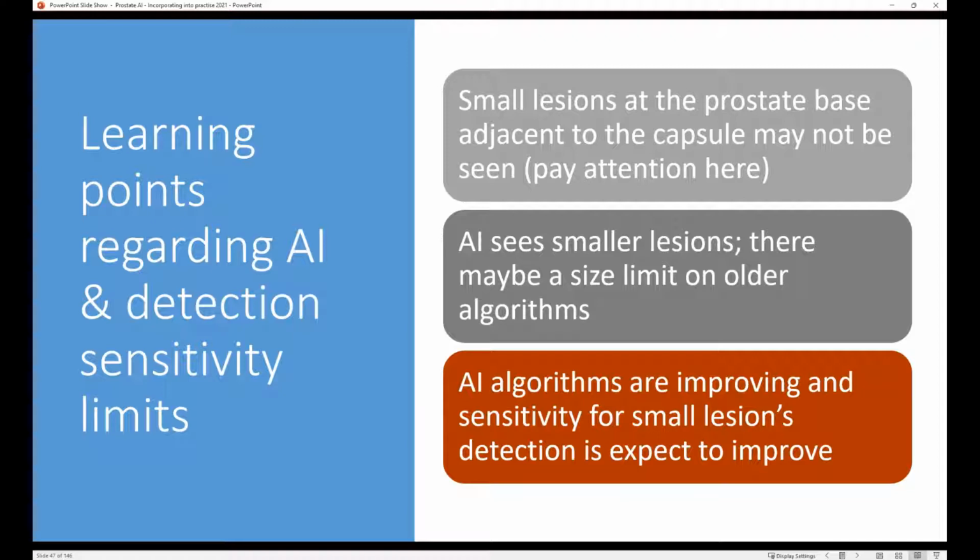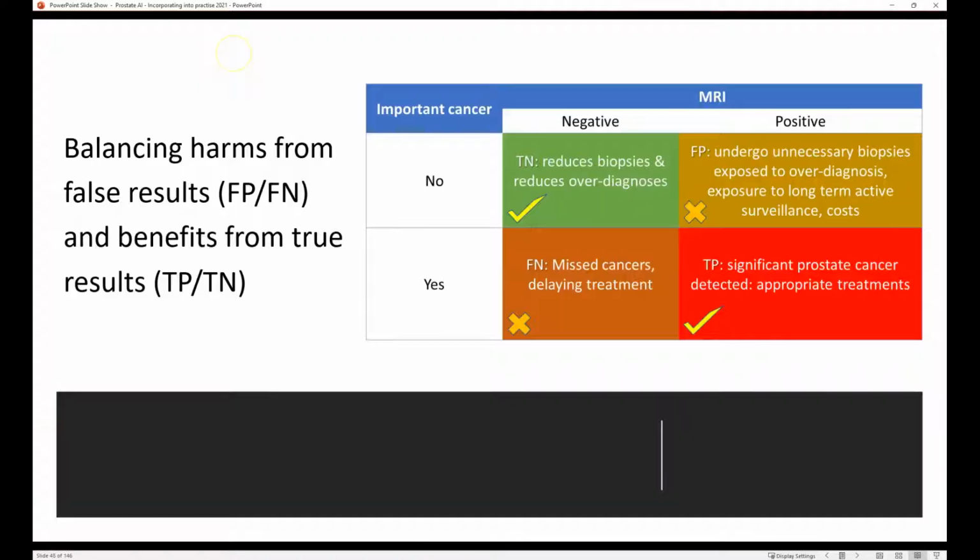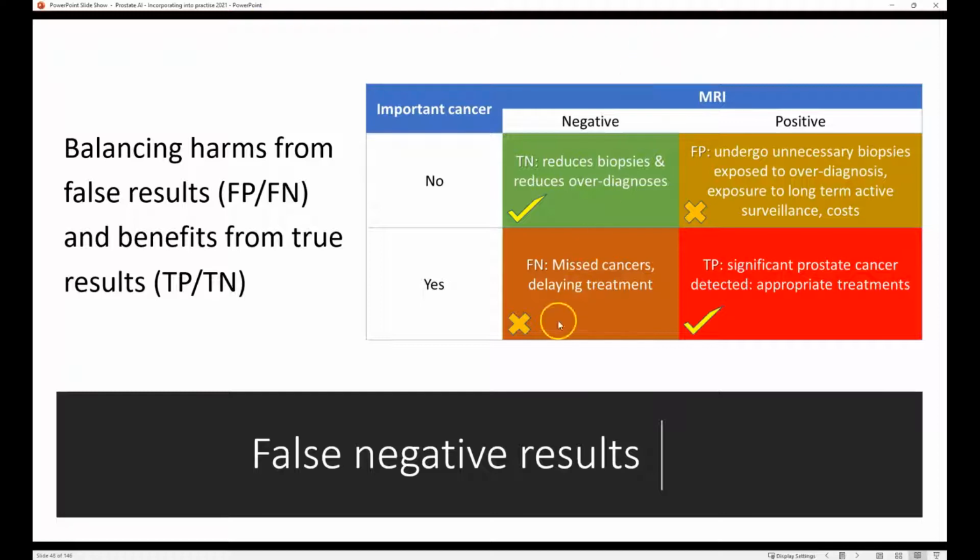So what did we learn from these cases? Well, small lesions at the prostatic base adjacent to the capsule may not be seen, so this means that we need to be particularly careful in these areas. The AI does see small lesions, but there may be a size limitation, particularly with the older algorithms. Algorithms are improving, and the sensitivity for smaller lesions is therefore expected to improve as we go forward. So we need to be careful about small lesions at the base, because these can lead to false negative results. And you can see that false negative results result in delays of diagnosis and of treatment.